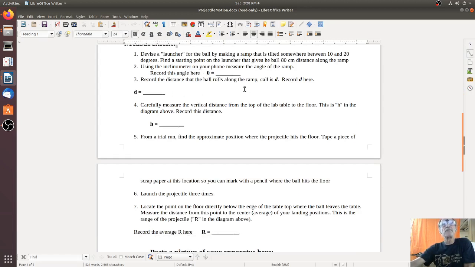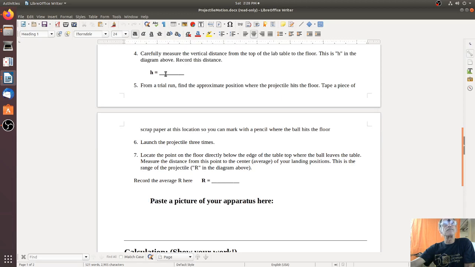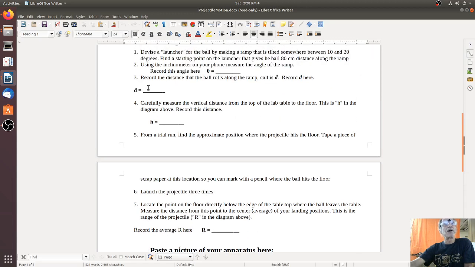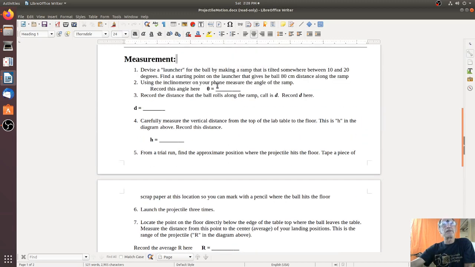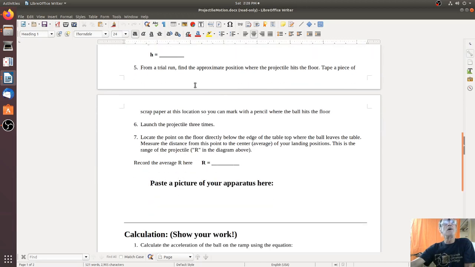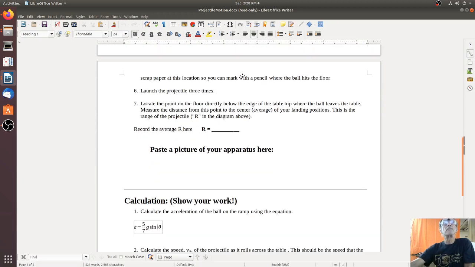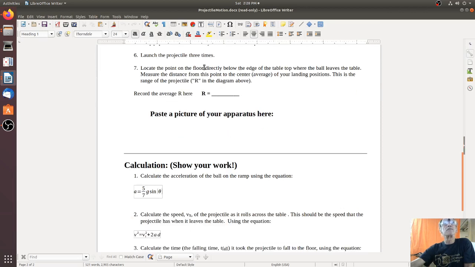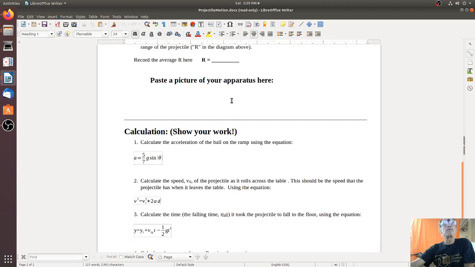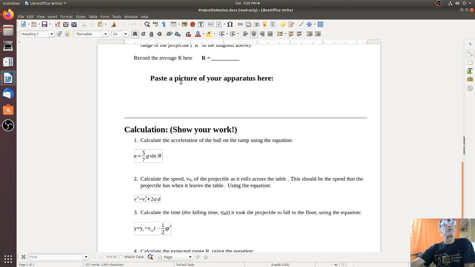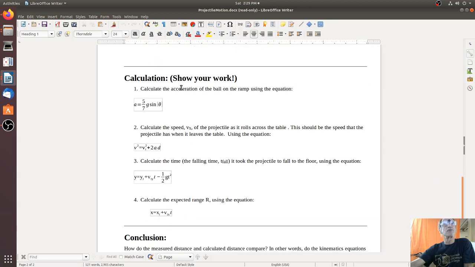A board is better. All right, so you write in your values for the distance along the ramp you're using, and what angle you're using. The angle should be between 10 and 20 degrees somewhere. Then measure the distance, launch a projectile 3 times, and locate the point on the floor. This is a range. So we're going to have 3 measurements of this and take the average. And then you're going to paste a picture of your apparatus here, of course, as usual.